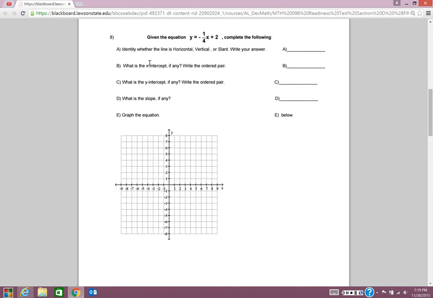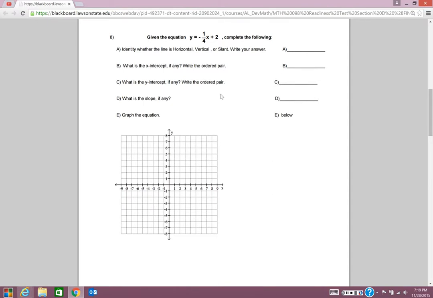Write your answer. Then it says, what is the x-intercept, if any? Write the ordered pair. What is the y-intercept? What is the slope? Graph the equation. So some good graphing questions. If you know how to graph and you understand graphing and points, these are not hard questions. You just have to understand conceptually what they're asking you.